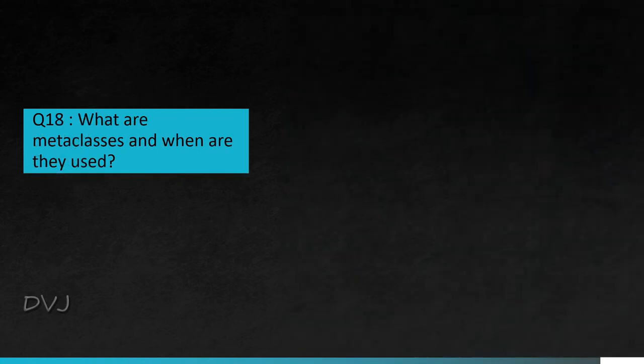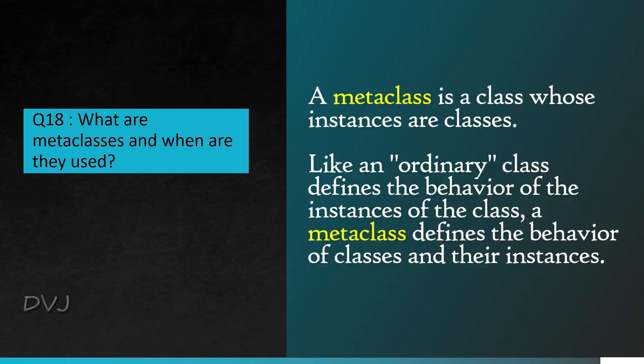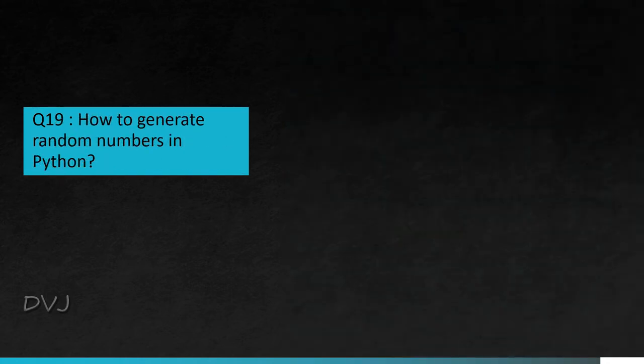Question number 18. What are metaclasses and when are they used? A metaclass is a class whose instances are classes. Like an ordinary class defines the behavior of the instances of the class, a metaclass defines the behavior of classes and their instances.